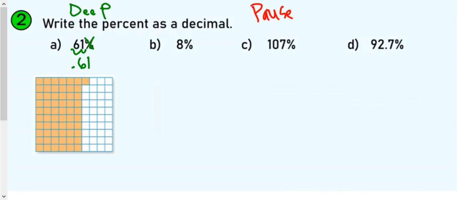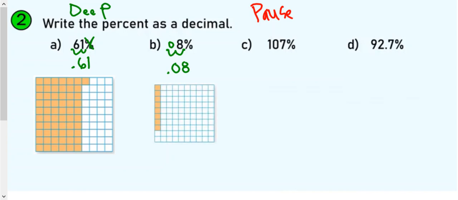Alright, second example, percent to a decimal, so we're moving from the right to the left. 1 place, 2 places, and then we add our 0, so we get 0.08 or 8/100 as our decimal, and then on the 100 grid it will look something like that there.